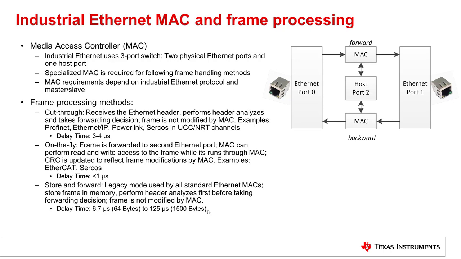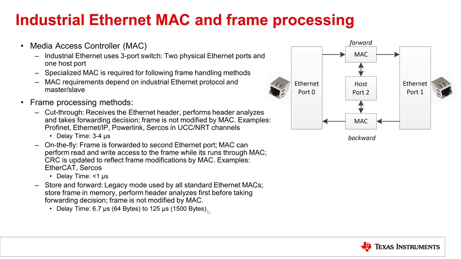The next is on the fly. Here the frame is forwarded to the second Ethernet port. The MAC can perform read and write access to the frame while it runs through the MAC. The CRC is updated at the end to reflect the frame modifications by the MAC. Examples for this protocol are EtherCAT or Sercos when it receives Sercos frames. Here the delay time inside the MAC is typically below 1 microsecond.